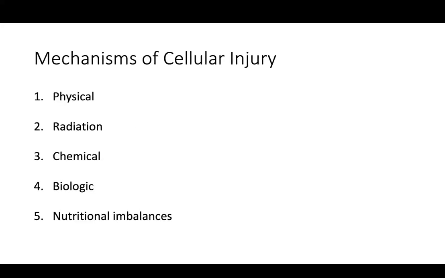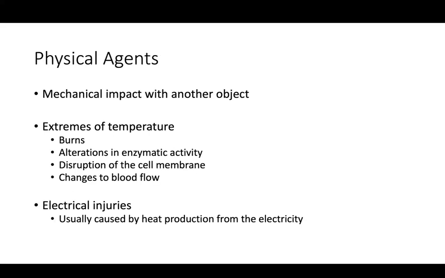There are many mechanisms of cell injury, one of them is physical. There's radiation injuries, there's chemical injuries, biologic injuries, and nutritional imbalances. We're only going to focus on a few of them, but we'll give examples of all of them. So the physical injuries could be a mechanical impact with another object. You're hammering a nail into a wall and you accidentally hit your thumb. That would be a physical injury to your thumb, mechanical impact with another object. But physical agents don't necessarily mean mechanical impact. It could be an extreme of temperature, burns, frostbite.